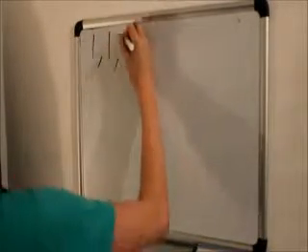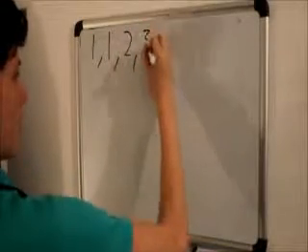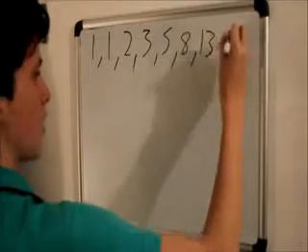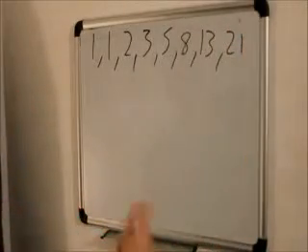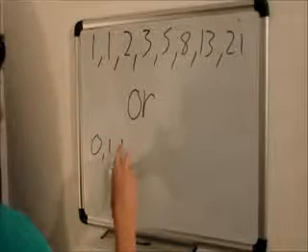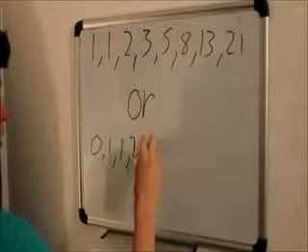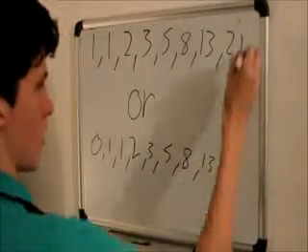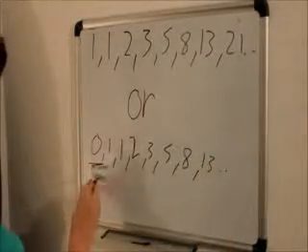Here we have the main sequence, well, the start of the main sequence for the Fibonacci numbers. It goes 1, 1, 2, 3, 5, 8, 13, and then 21. Or you could go 0, 1, 1, 2, 3, 5, 8, 13, 21. So, same but with a 0 at the beginning.